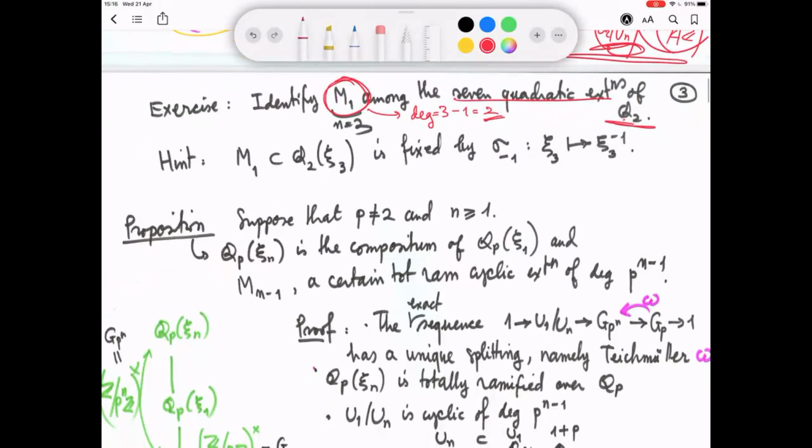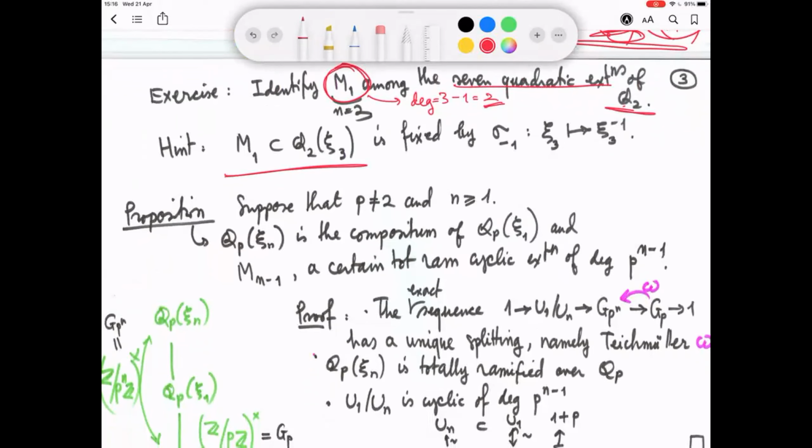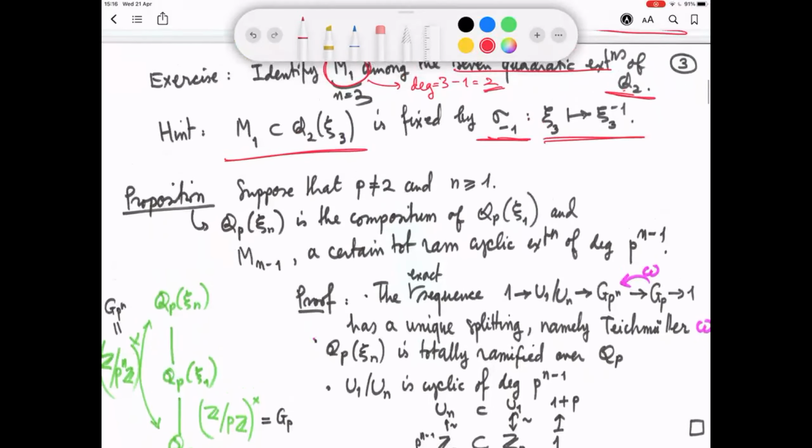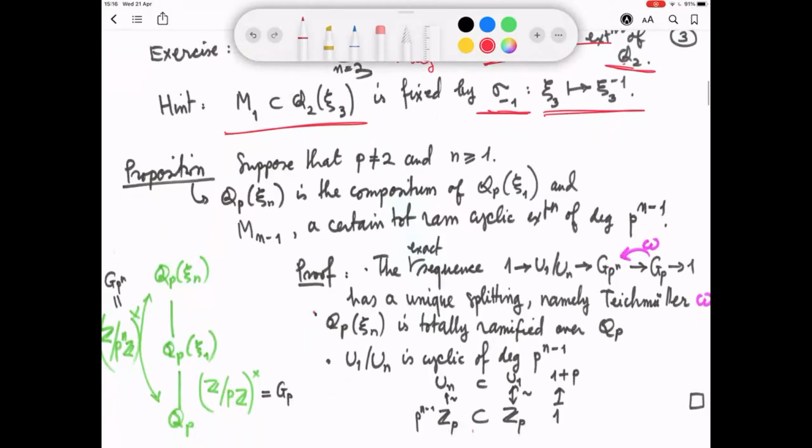So the hint is that M1 is contained in Q2 psi 3, for example, and it is fixed by this automorphism, which sends psi 3 to psi 3 inverse. So you just figure out which one it is, which one M1 is. Okay.